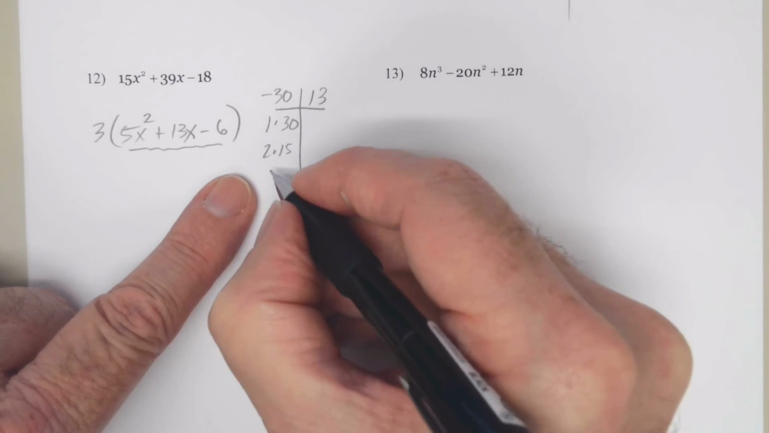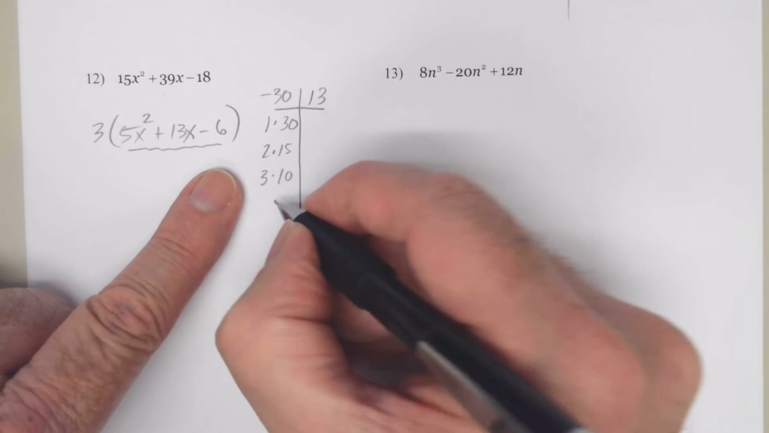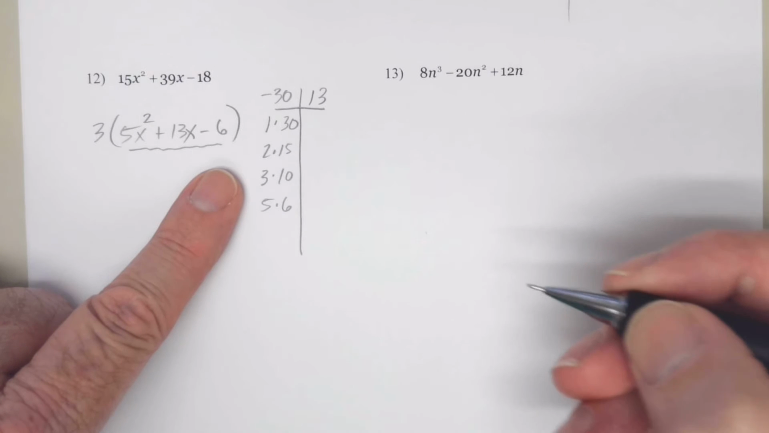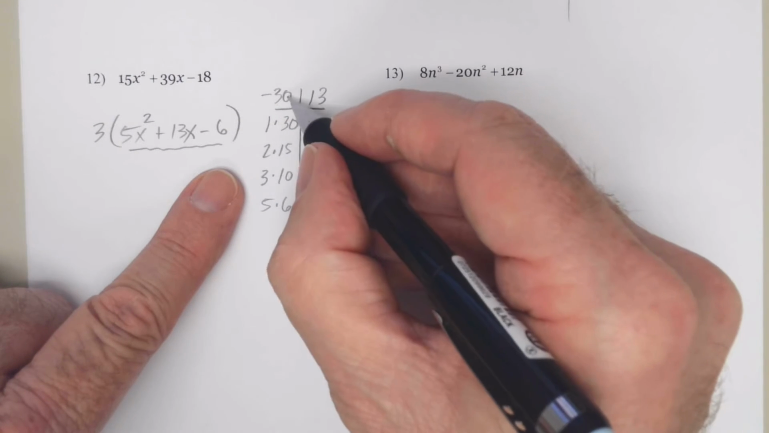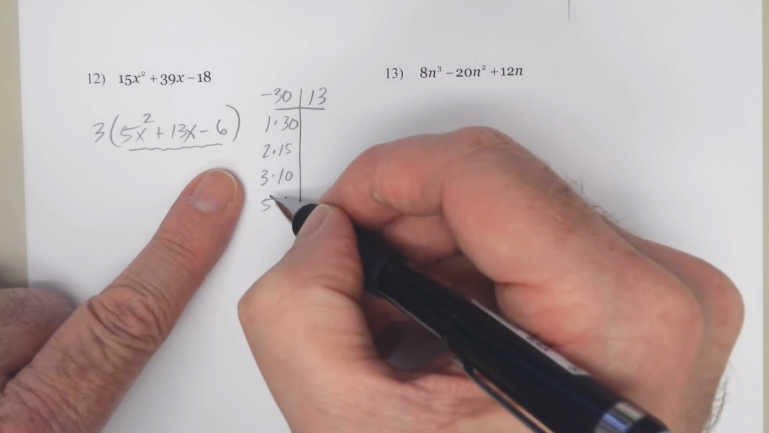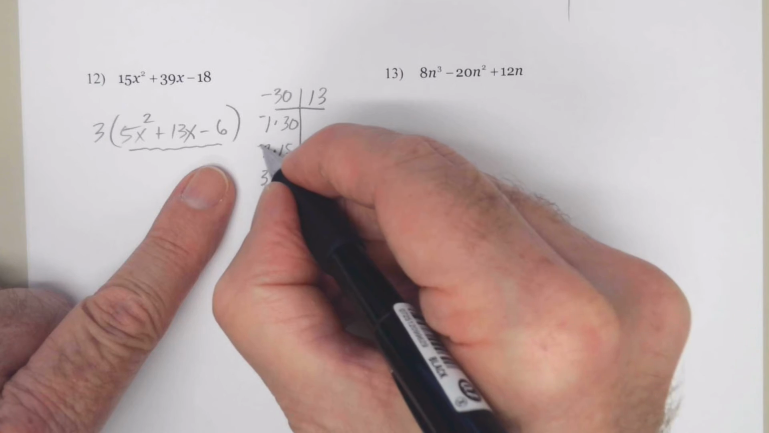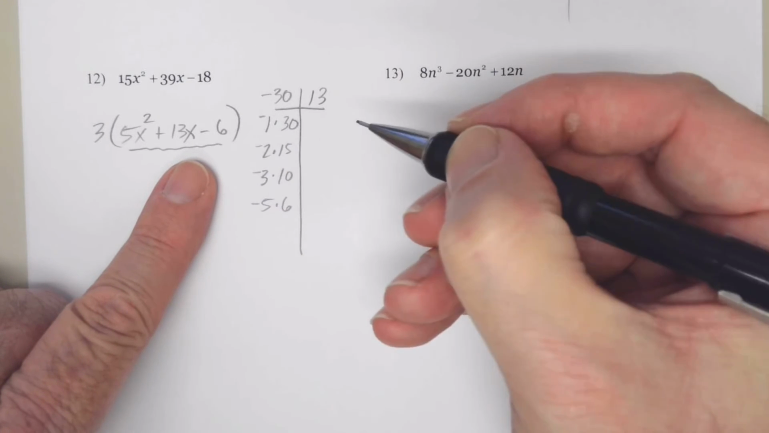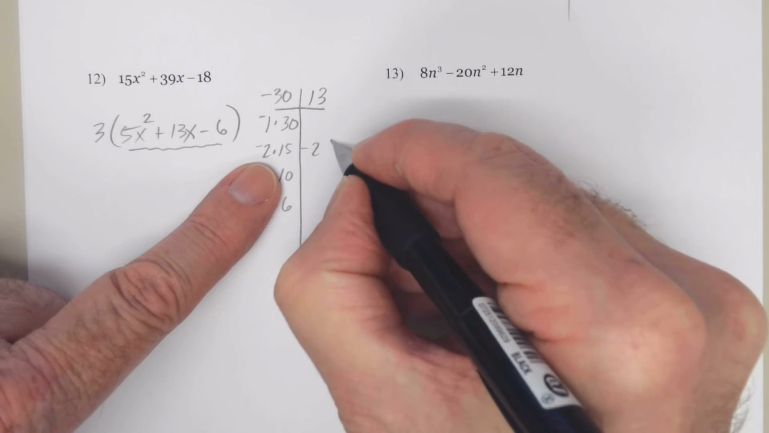We have 1 times 30, 2 times 15, 3 times 10, and 5 times 6. Those are all the possible factors of 30. Since they multiply to a negative, one's positive and one's negative. Since they add to a positive, let's make the smaller ones negative. And so you can see that the 2 and the 15 are the ones that work.